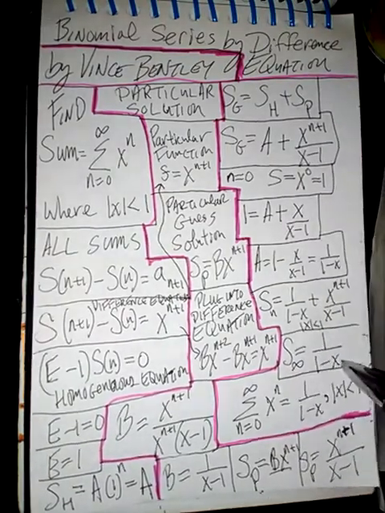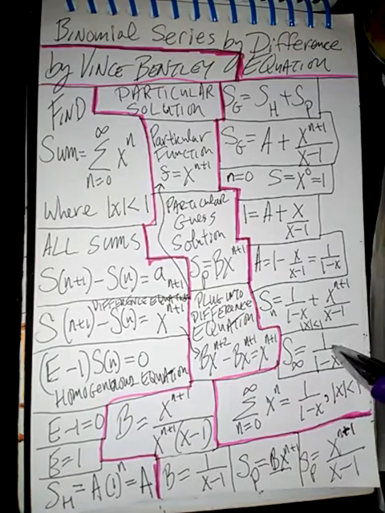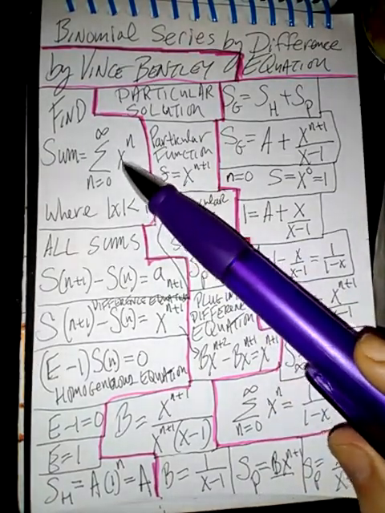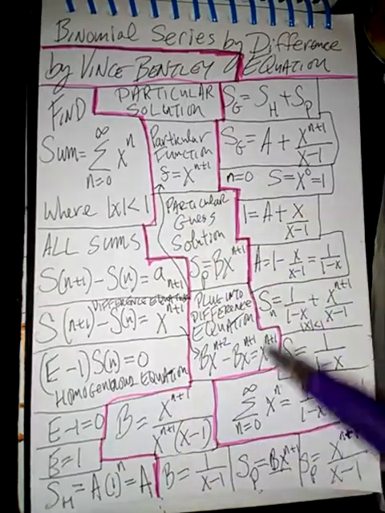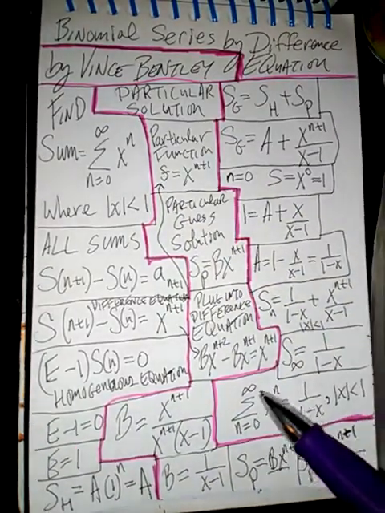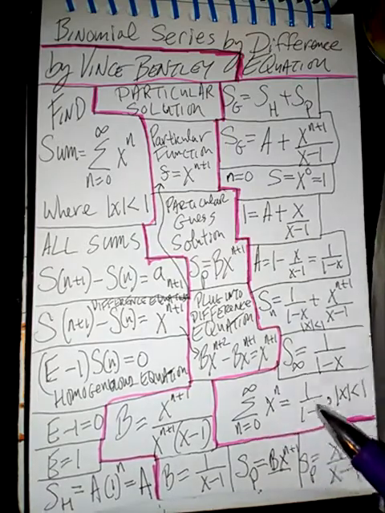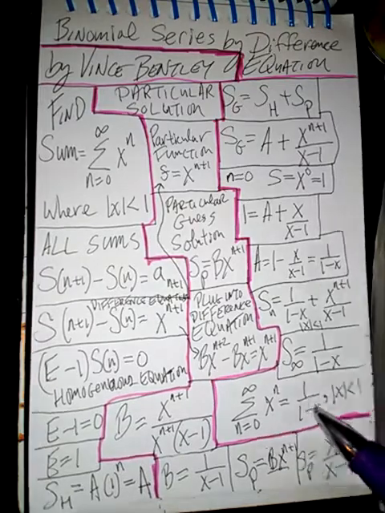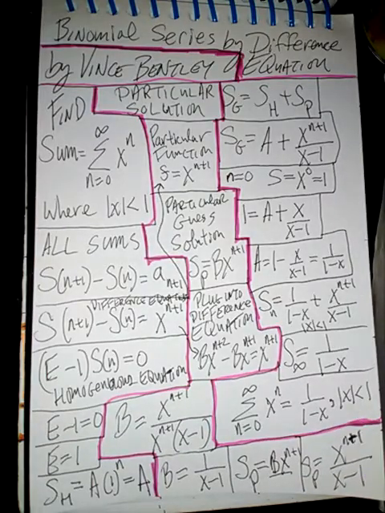Well, 1 over 1 minus x, of course, is the binomial series. So I guess this original series that we had here, after solving it, we got 1 over 1 minus x. So this is the same as the binomial series. And you'll notice it's also the sum of a geometric series right here.